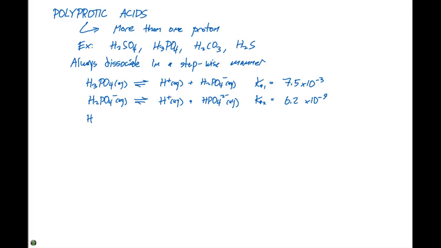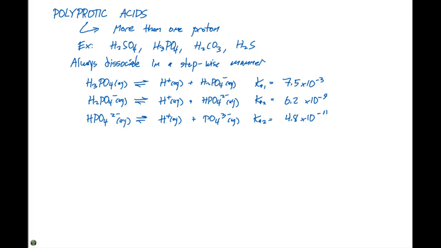If we have HPO4 2 minus in equilibrium with losing the third proton, it's going to give us H plus and PO4 3 minus in aqueous solution. The Ka3 for this is going to equal 4.8 times 10 to the minus 11.